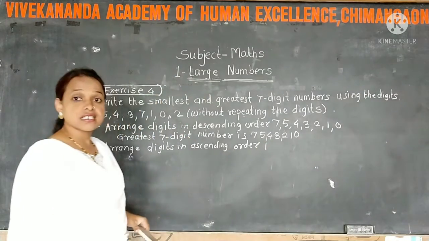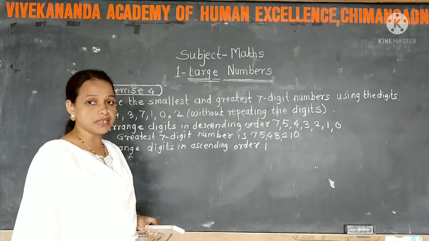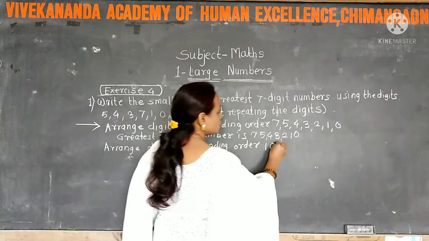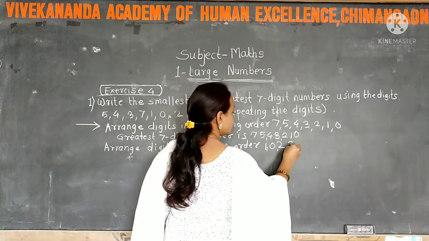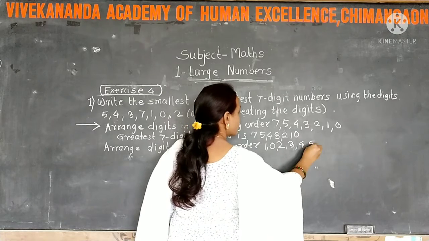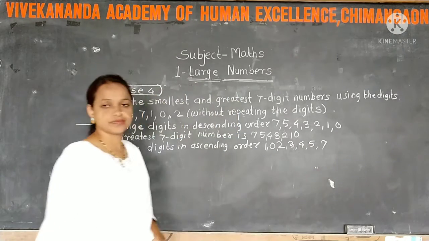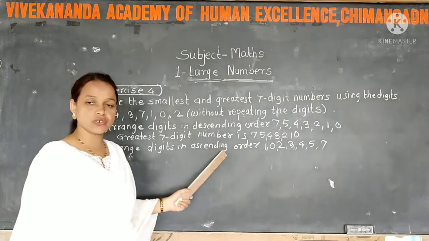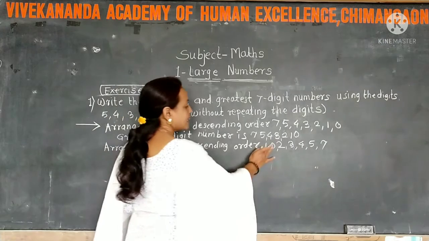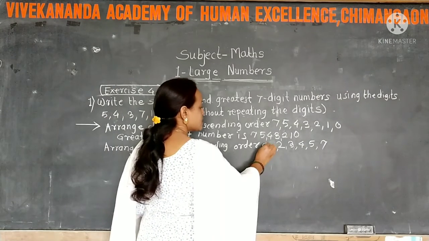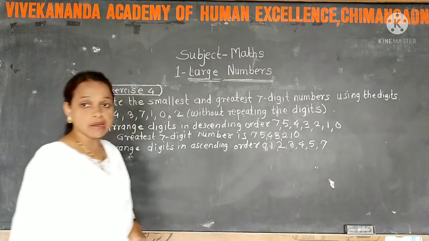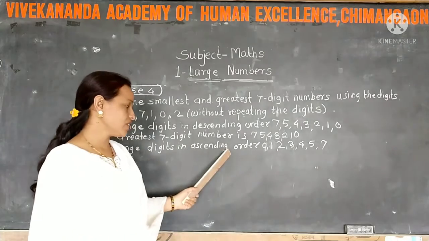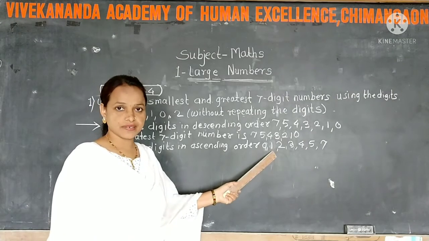And at the second place from the left we write 0. Then 2, 3, 4, 5, 7. In this way, here we arrange the given digits in ascending order. So here we can write 0 and 1. But listen student, here we arranged the given digits in ascending order, we get it.